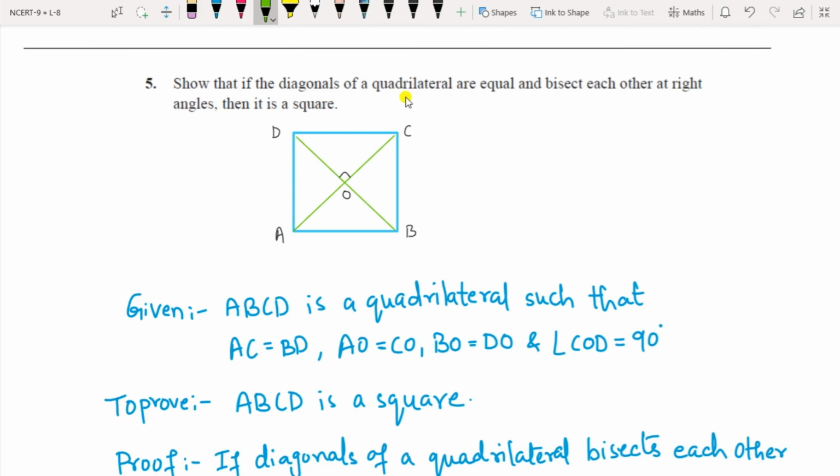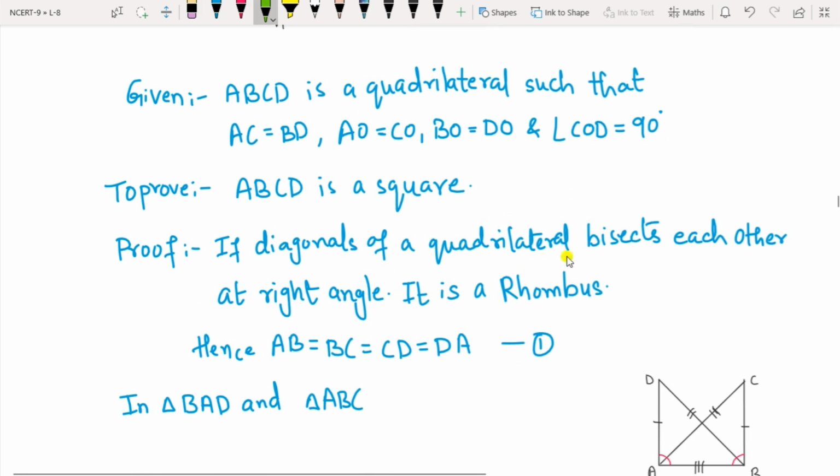Show that if the diagonals of a quadrilateral are equal and bisect each other at right angles, then it is a square. Now this is the converse of question 4. So ABCD here is a quadrilateral such that AC is equal to BD, AO equals CO, BO equals DO, and angle COD is 90 degrees. You have to prove that ABCD is a square. If the diagonals of a quadrilateral bisect each other at right angles, then it can be a rhombus too. Now in a rhombus all the sides are equal, that is your equation number 1 here.